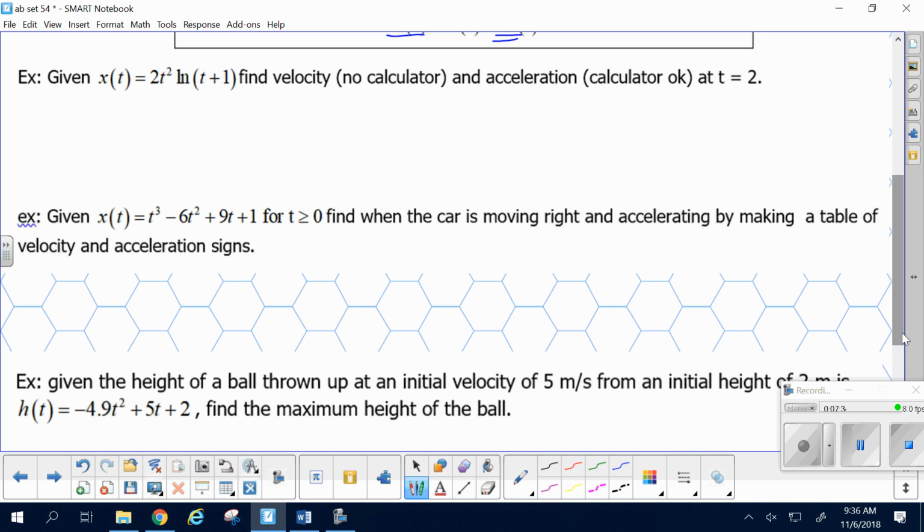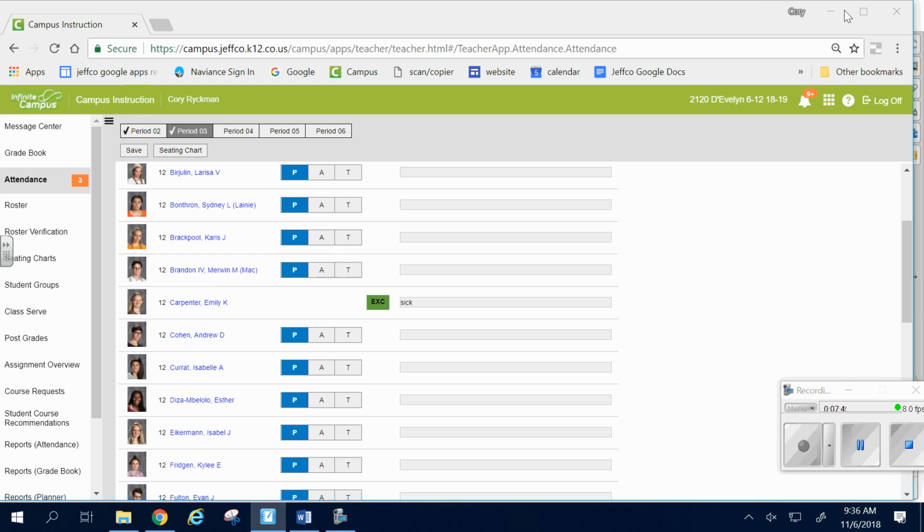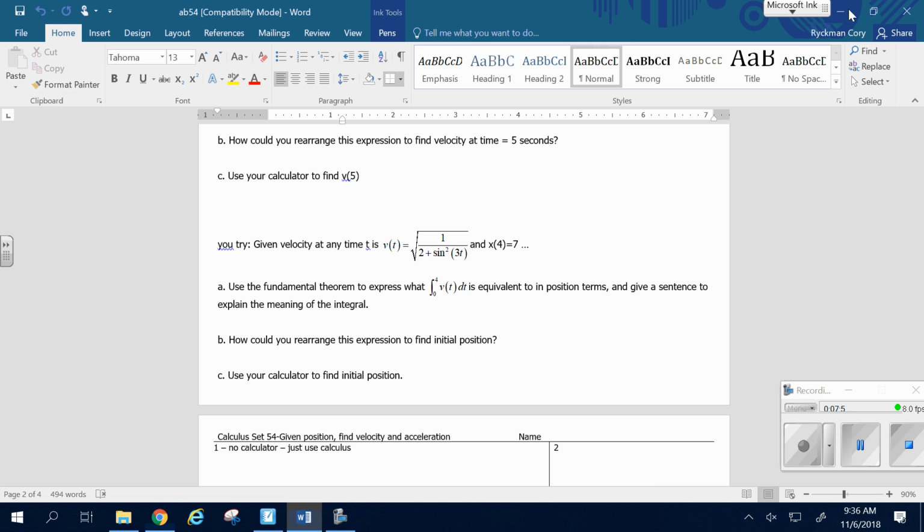Now, this velocity should be easy enough if you use the product rule. So would you take the velocity derivative first, and then we'll talk acceleration. And I need to get out my calculator.